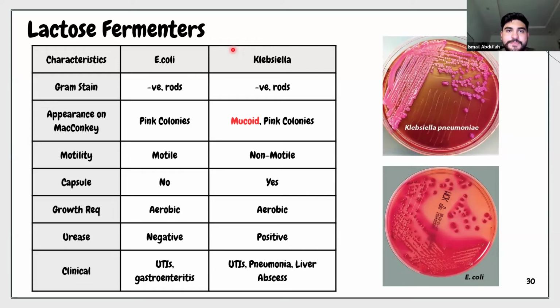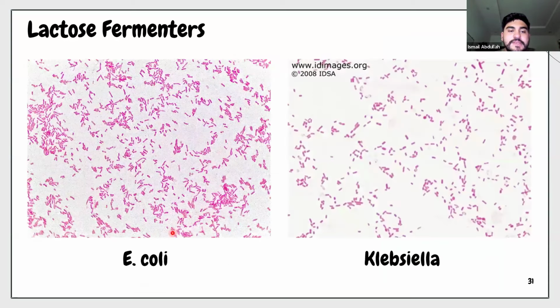Okay, I'll move forward. So this is E. coli and this is Klebsiella. Now, if I give you this in an exam, how can you actually tell the difference? How can you tell that this is Klebsiella and this is E. coli? So there are a couple of things you want to keep in mind.